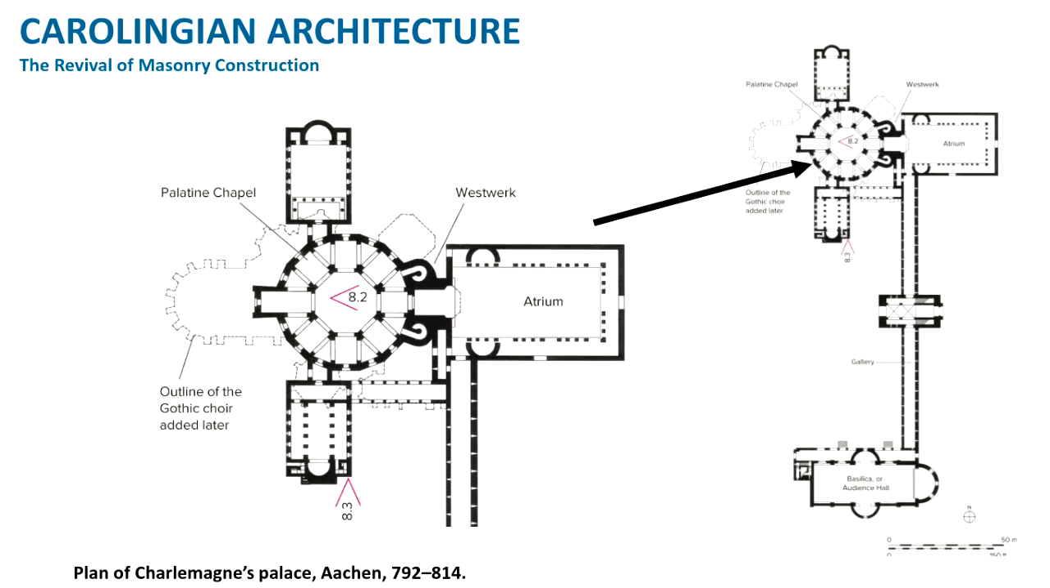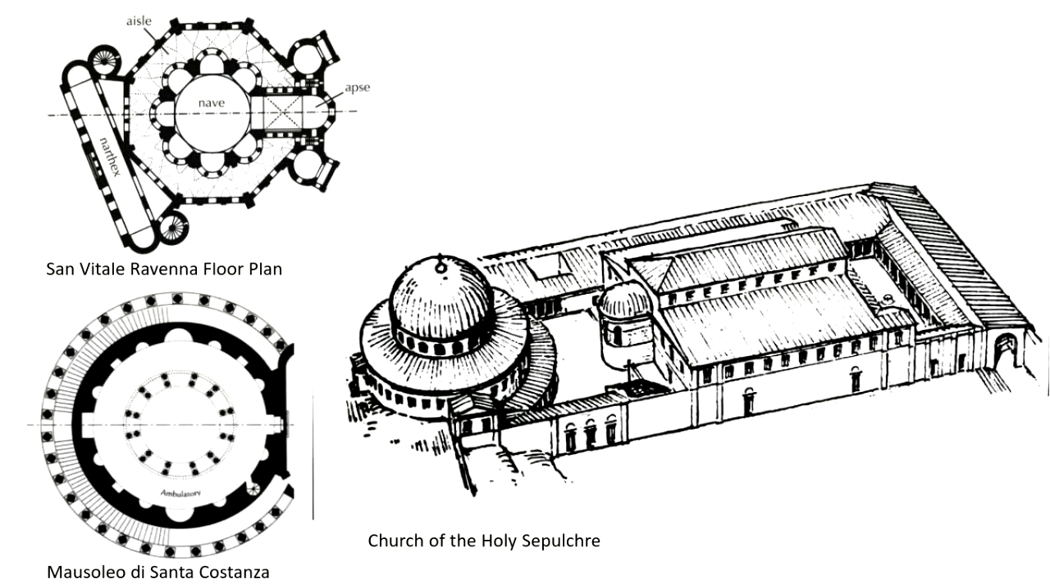What does this round plan resemble? What does this plan remind you of? Hopefully it reminds you of something, because this is what the class has been about, and hopefully you're remembering things. What does this atrium into a circle plan, this courtyard, remind you of? Hopefully you said San Vitale in Ravenna, or even the mausoleum of Santa Constanza, and you see this central plan.